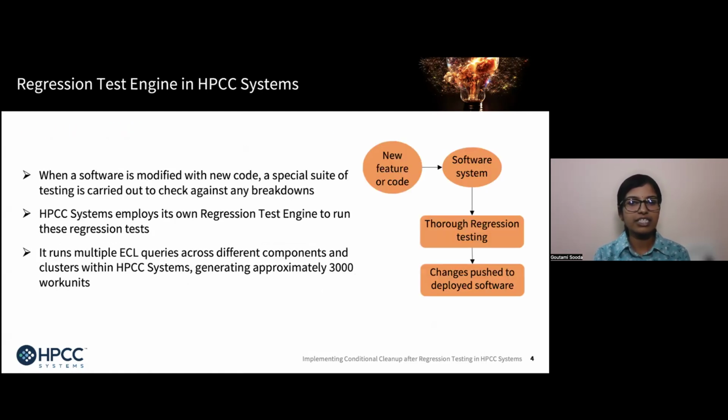Now, let us look into the regression test engine in HPCC Systems. Whenever a software code is modified or any new feature is added, a special suite of testing is carried out to check against any breakdowns before pushing the code into production. In HPCC Systems, we have our own regression test engine that runs these regression tests. The regression tests are basically a set of multiple ECL queries, which is run across various clusters, namely Thor, HTHOR, and ROXIE within the HPCC Systems. This results in generation of approximately 3,000 work units. Now I hand over the presentation to Chandana.